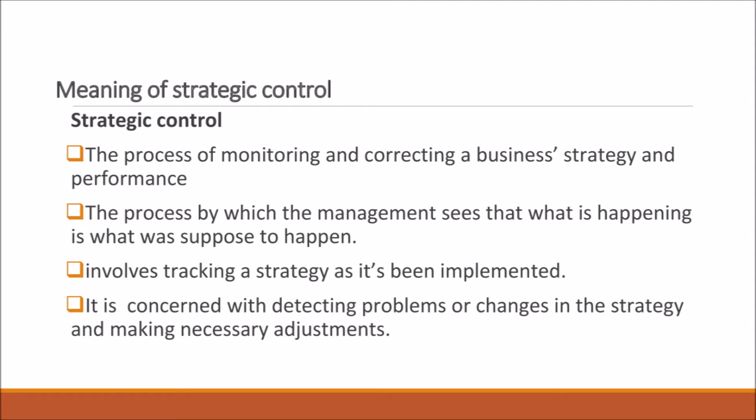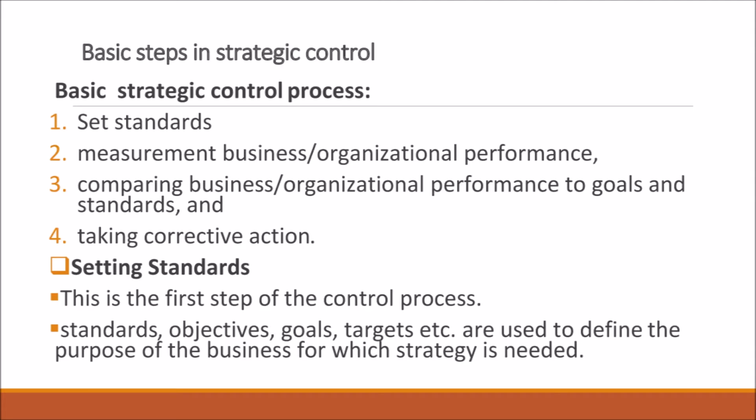Note, all that the strategy needs to do is to achieve a goal. So when you are controlling, all that you are doing is making sure that you identify the deviations and then correct them accordingly. What are the basic steps in strategic control? One, you need to set standards. What do you intend to do? Grow at 10%, grow at 15%, reduce customer complaints. So that's the first thing you do.